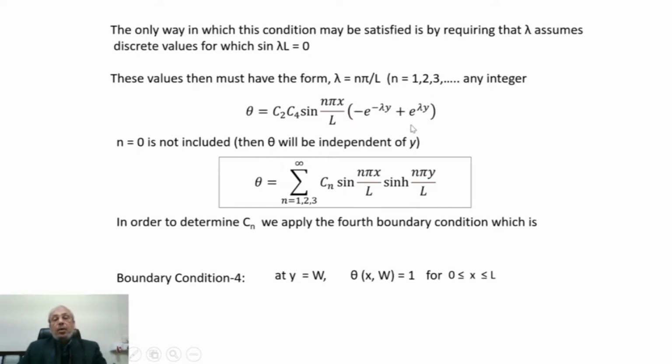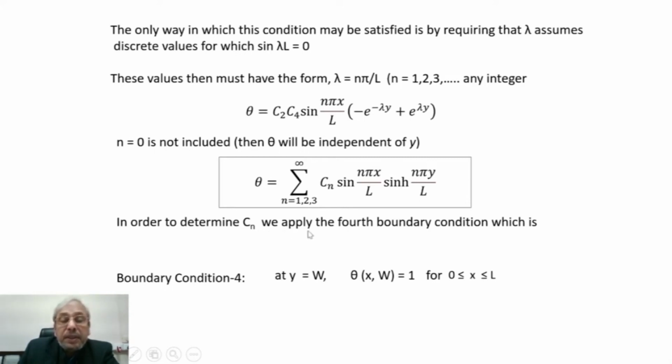Okay, so this will be e to the power lambda y minus e to the power minus lambda y by 2, which is sine hyperbolic lambda y, and lambda is n pi by L. So this part is sine hyperbolic n pi y by L. So this is the complete solution, but in this solution still one unknown is there, which is Cn.